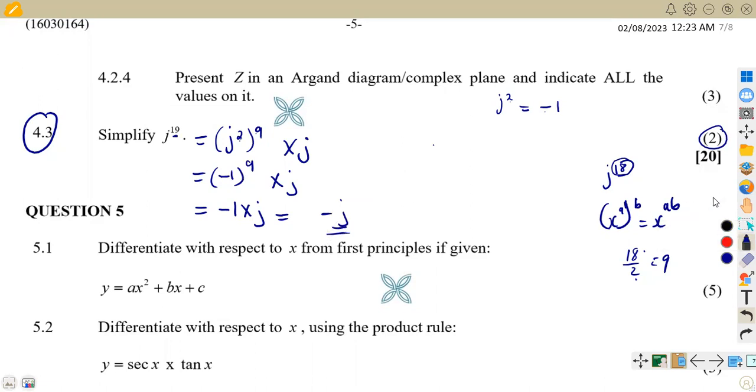Okay, so that's what we had, guys, on this question, carrying a total of 20 marks. So please, guys, let's continue revising as many questions as we can.